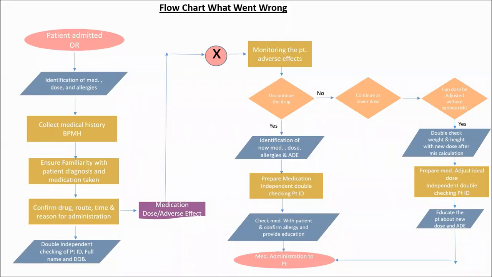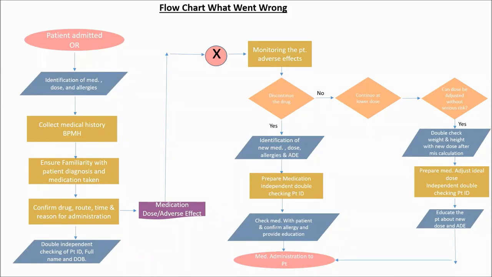If we look at the patient admitted to the OR: identification, the dose, the allergy, collect the history, ensure familiarity with the patient, diagnosis and medication, confirm the drug, the route, the time, the reason, double checking, that's the norm, and medication dose and adverse effect. But if that does not happen in these cases, then monitoring of the patient's adverse effect becomes critical, where the problem had happened. So what are the scenarios now? To discontinue the drug, or sometimes they continue and lower the dose to avoid the side effect.